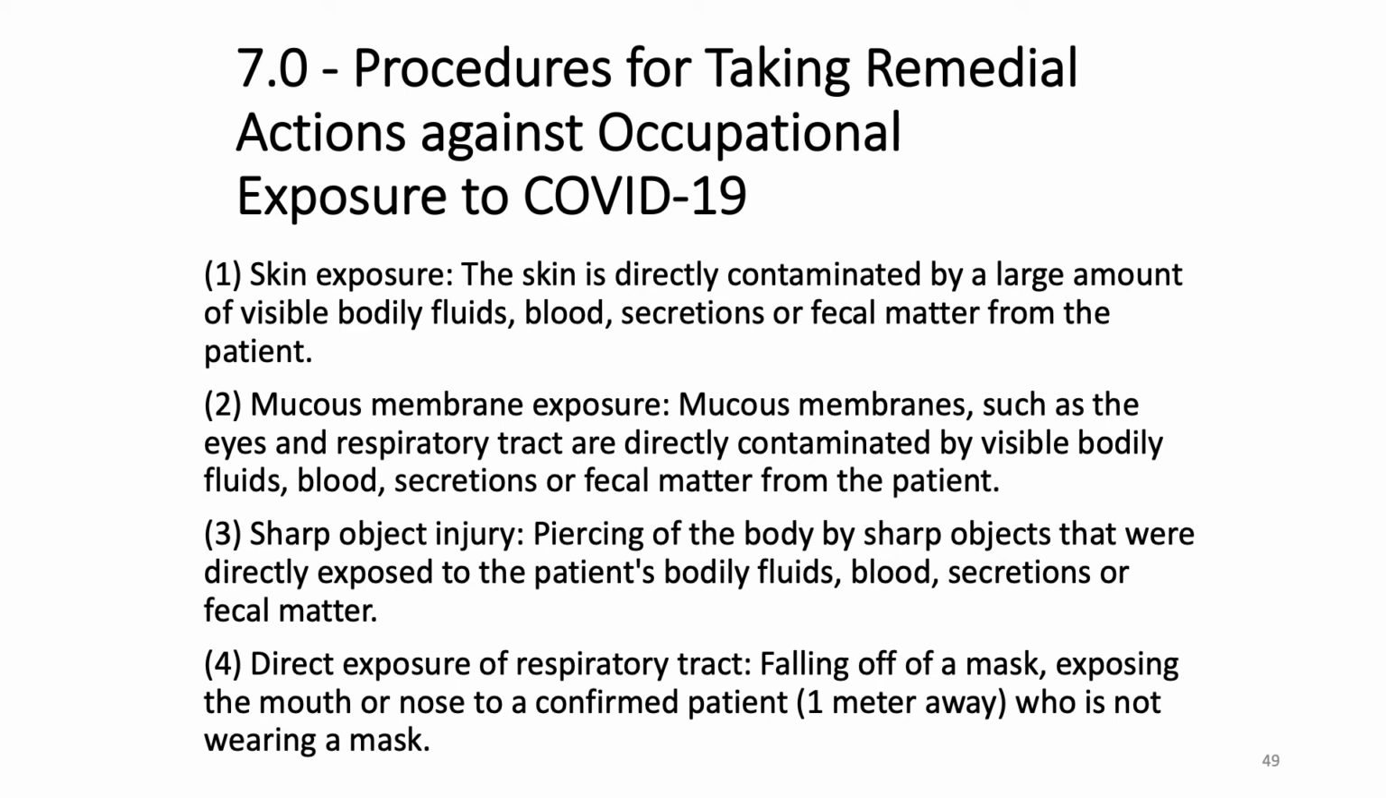Mucous membrane exposure is where the mucous membranes such as the eyes and respiratory tract are directly contaminated by visible bodily fluids, blood, secretions or fecal matter from the patients. A sharp object injury is where there's the piercing of the body by sharp objects that were directly exposed to the patient's bodily fluids, blood, secretions or fecal matter. And direct exposure to the respiratory tract means falling off a mask, exposing the mouth or nose to a confirmed patient 1 metre away or less who is not wearing a mask.